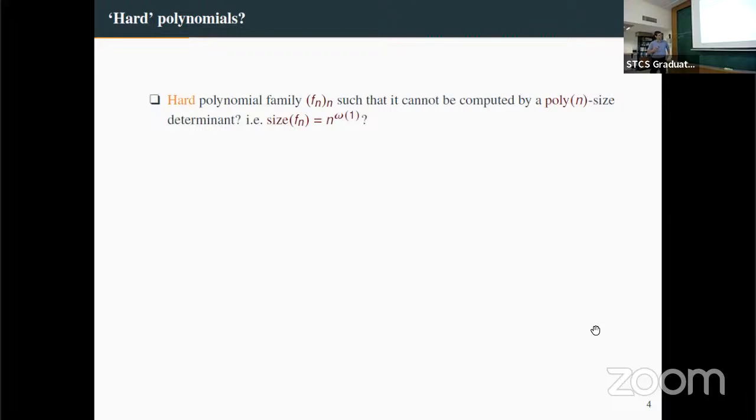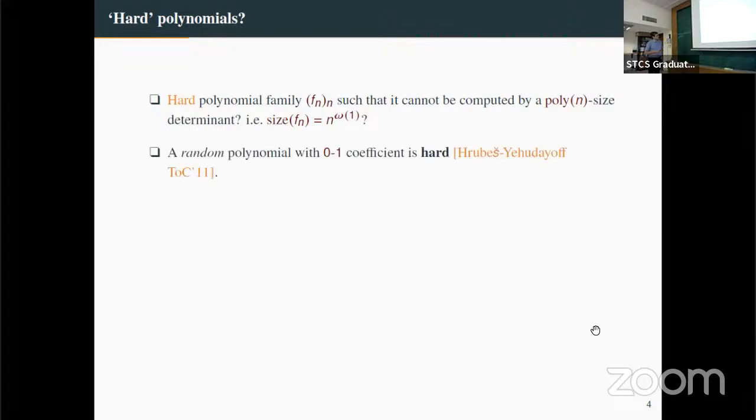If it is not, if it is requiring more than poly, super-poly, which asymptotically we write here as n to the little omega of 1, which means it is not a constant. It's more than a constant. So it can be, for example, log n. Those kinds of sizes mean that the polynomial is hard. And we are always after classifying polynomials f_n into easy versus hard. Easy means poly size, hard means super-poly.